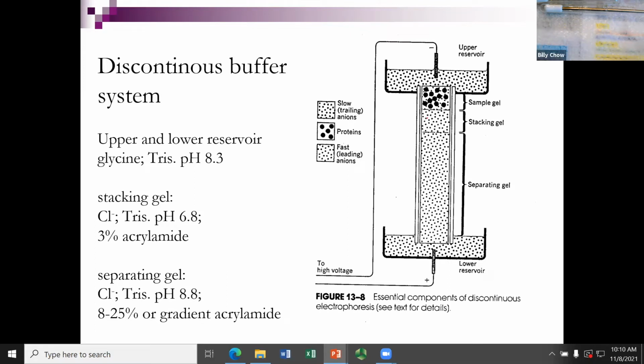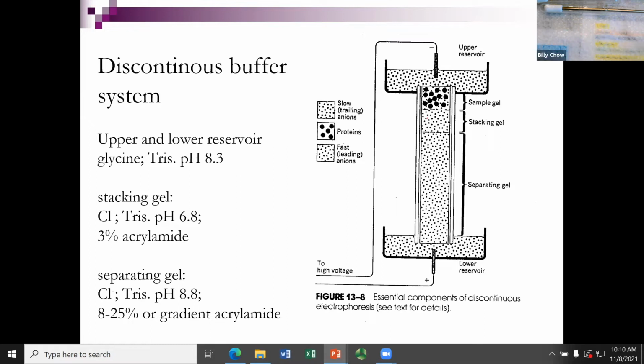And once the protein enters the separating gel, there's a change of pH again, and glycine now is free to move forward. There's no more moving boundary. The proteins will experience a constant voltage gradient, and they will be separated according to size and charge, like normal electrophoresis. Is that clear?